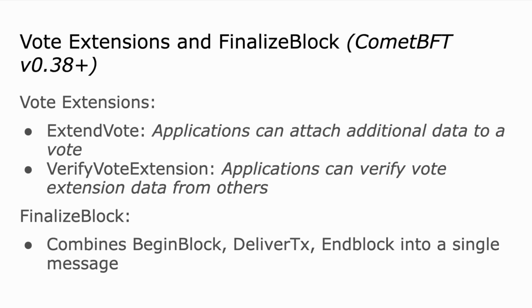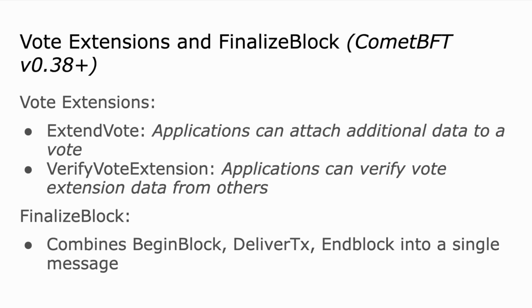The second major change is the FinalizeBlock message. In earlier versions of ABCI, as we saw, block execution was split across a bunch of different messages: BeginBlock, a series of DeliverTx messages, one for each transaction, and then EndBlock. In 0.38, these are combined into a single FinalizeBlock call, and Commit is still there, but as a separate message. The advantage of that is it makes block execution more explicit and atomic.